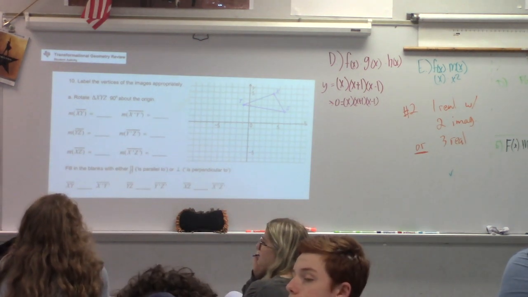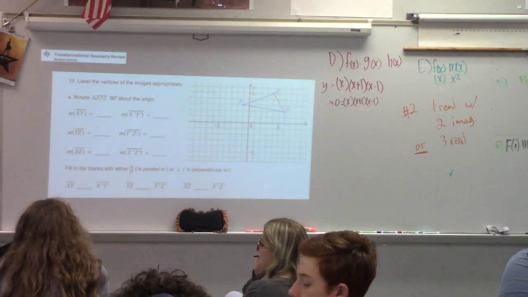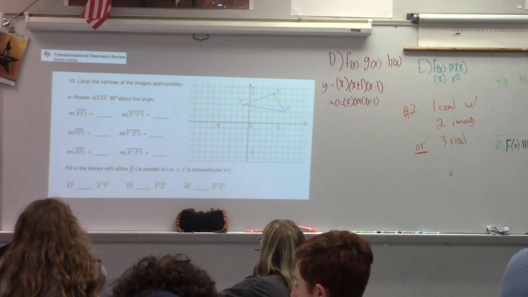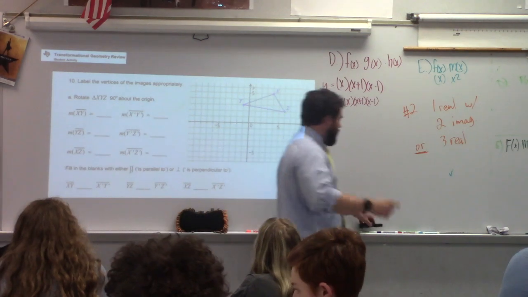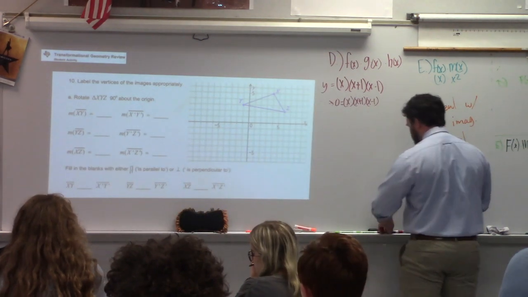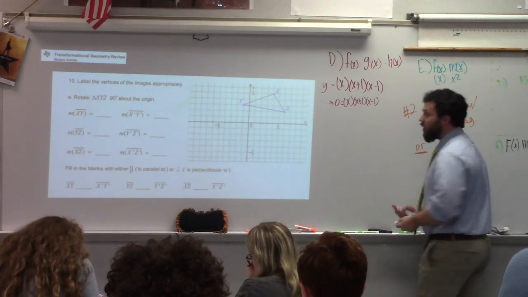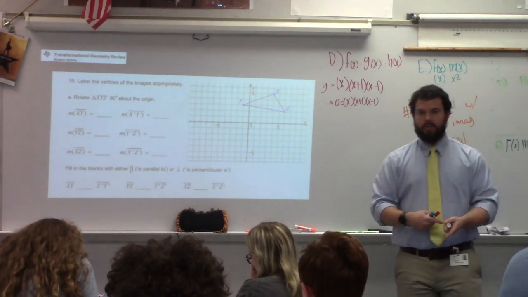But let's get started on this. Let's look at this number 10 here. So we rotated triangle XYZ. And I think Nathan brought up already when he walked in, he was like, Mr. Kinney, I'm struggling with the rotations on Khan Academy, right?